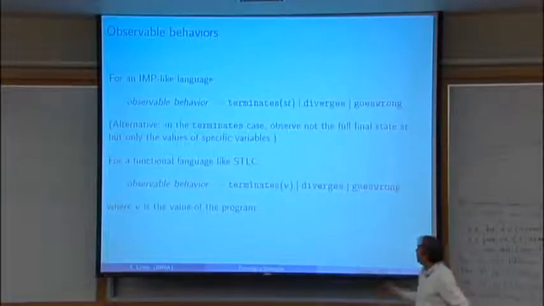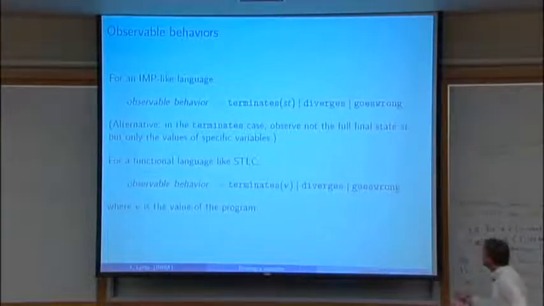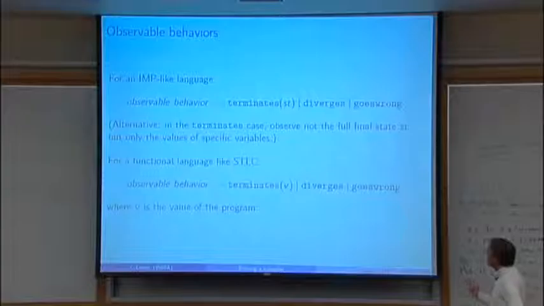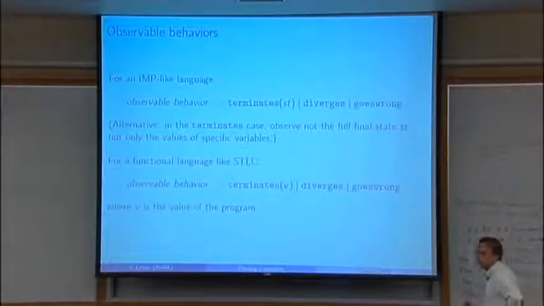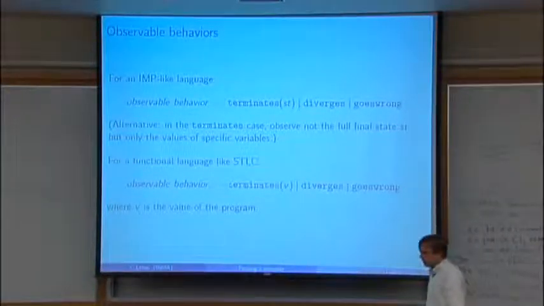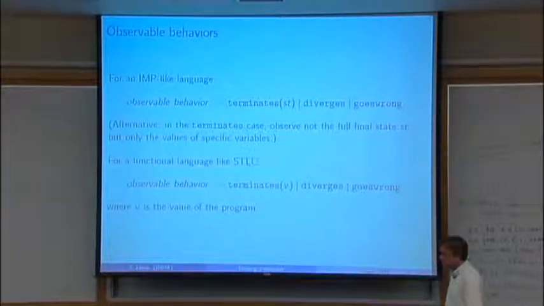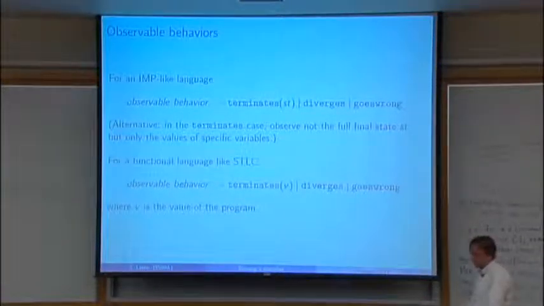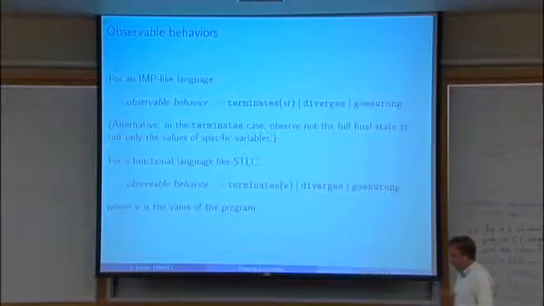And yeah, so as I said, for an imp-like language, observable behaviors would be termination on the final state, or divergence, or perhaps going wrong. Although, if I remember correctly, in imp's semantics there's really no way of going wrong because it has only one data type. Or maybe in the terminate state, we don't want to observe the full final state, but maybe only the values of a few specific variables.